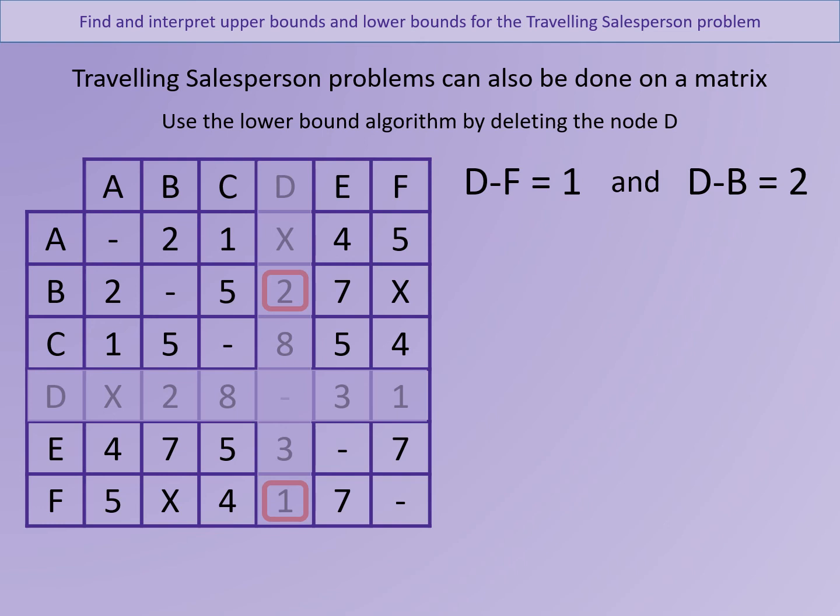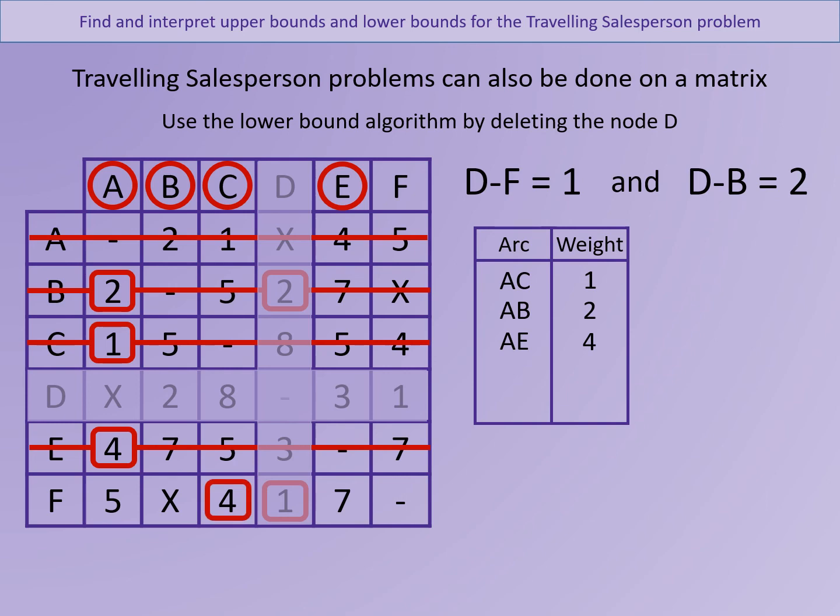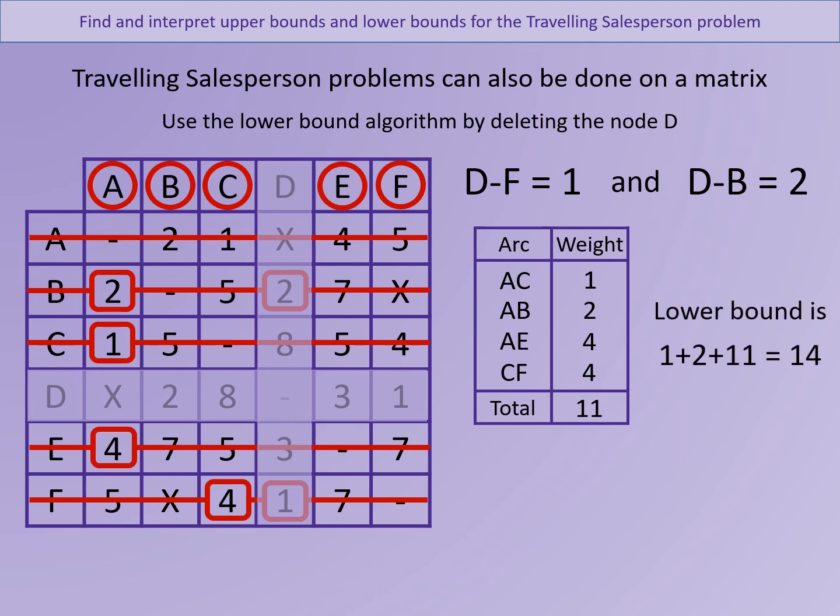We can now do Prim's algorithm. If we start from A, Prim's algorithm will first of all give us AC. It will then give us AB. Then it gives us AE. And finally CF. So the minimum spanning tree with the remaining nodes adds up to 11. If we then add together the two values of the arcs from D, we end up with 14 as our lower bound.